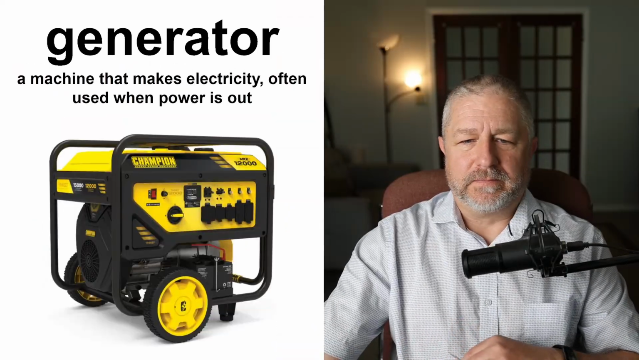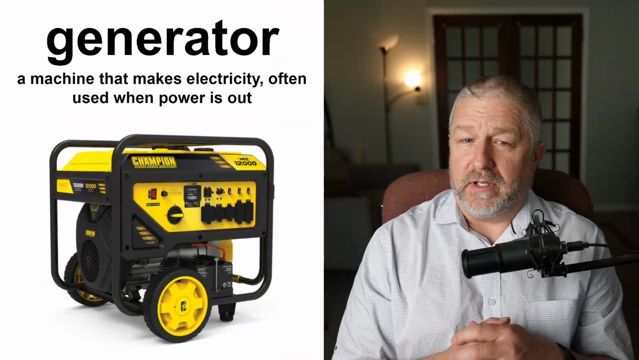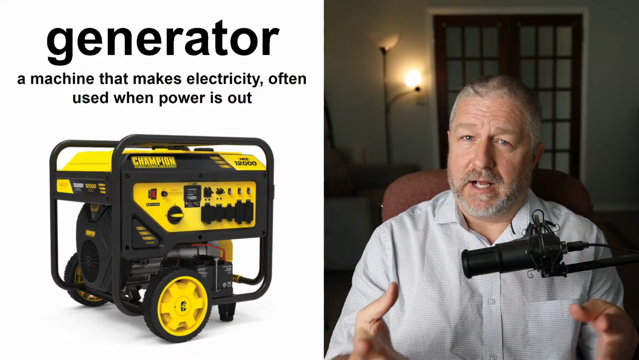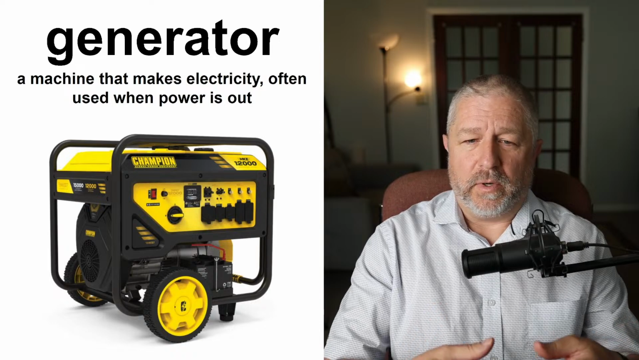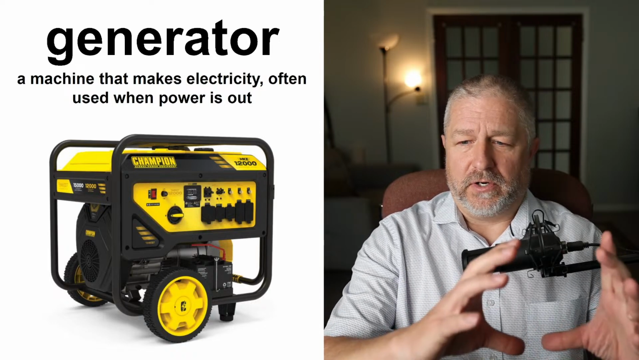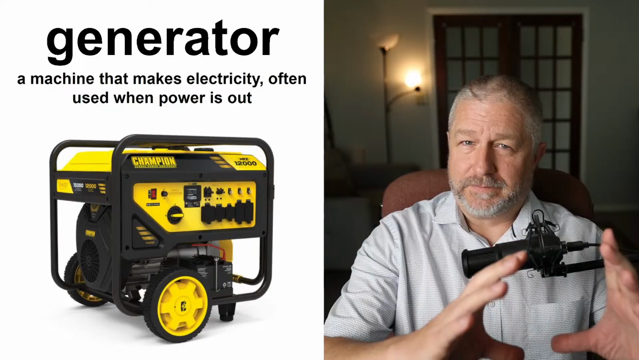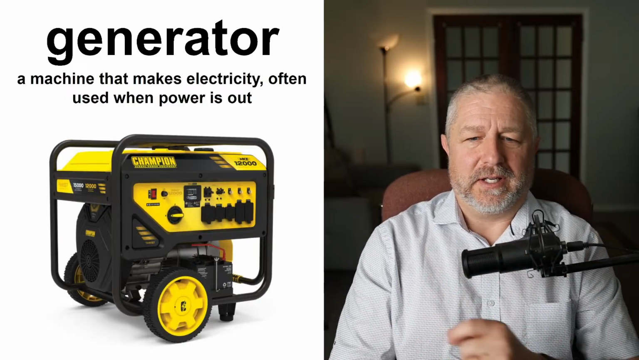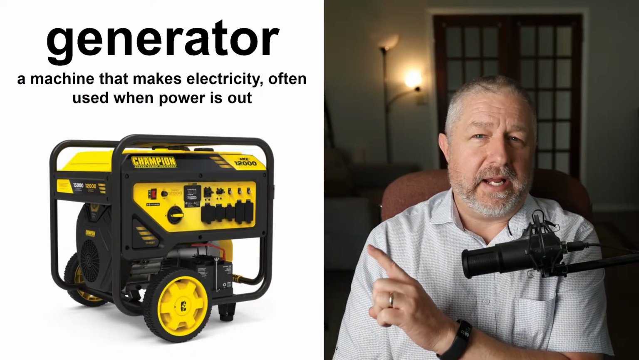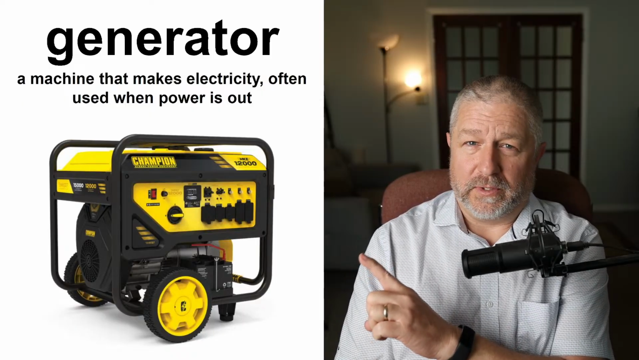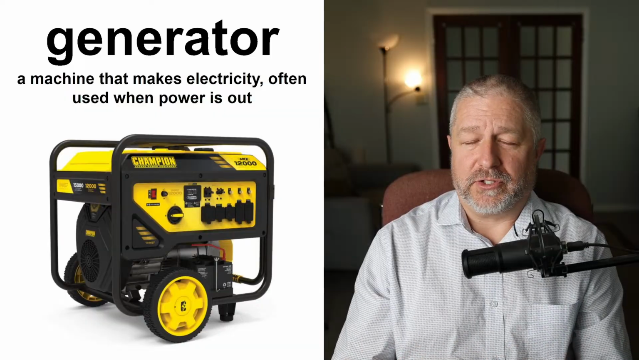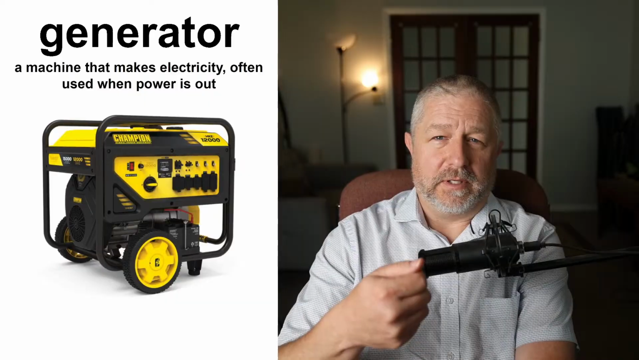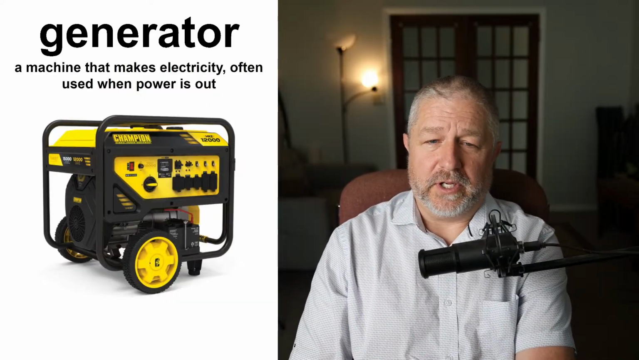A generator, a machine that makes electricity, often used when power is out. So a generator has a gas engine. When you start the generator, it turns a generator. So it kind of has two names, and that produces electricity. A generator is very handy if the power goes out. If you don't have electricity, then you can start your generator and then you can plug things into the generator.